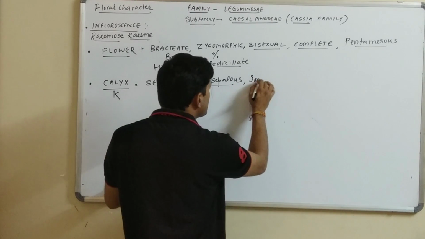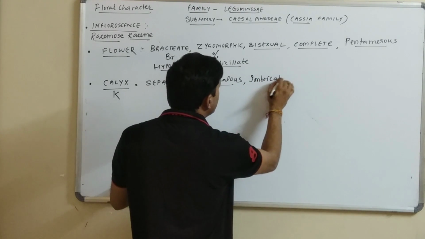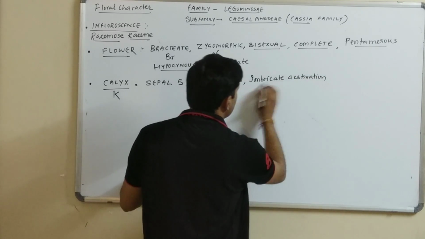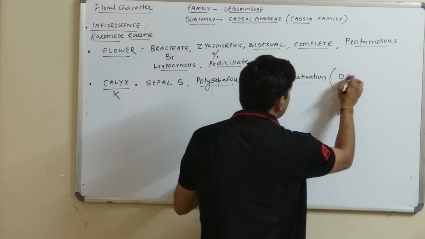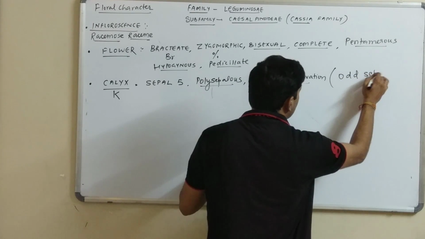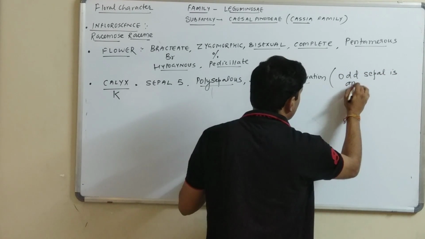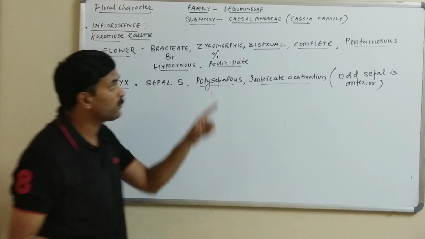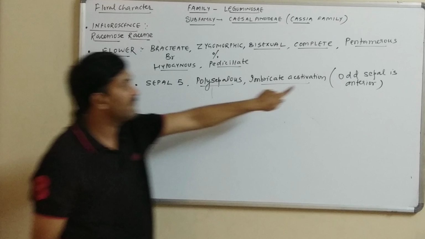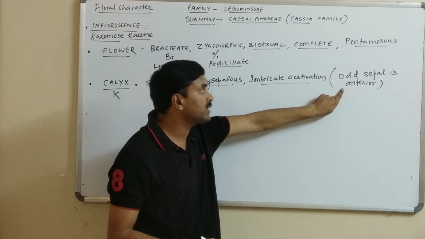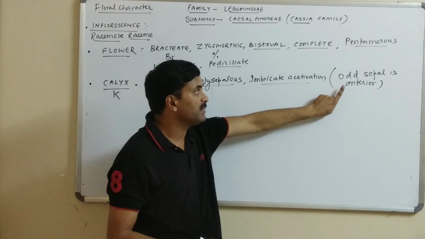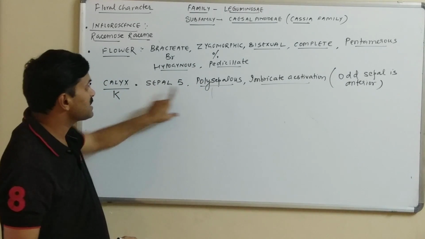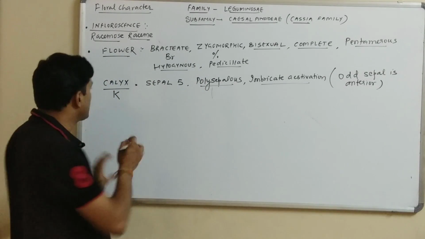And estivation is imbricate estivation, and you must know that the odd sepal is anterior. Now what is this, odd sepal is anterior? When I will be drawing the floral diagram of this family, I will be quoting this thing, that is, what is an odd sepal which is anterior, I will be drawing in the diagram. So sepals are 5, polysepalous and imbricate estivation.